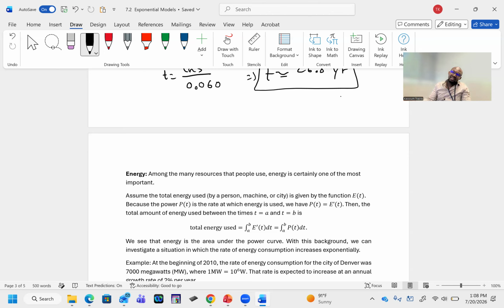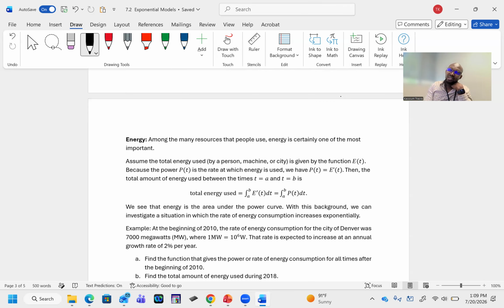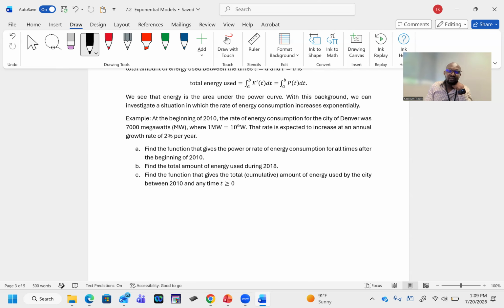The total energy used is the integral of E'(t) dt, integral from a to b, which is also equal to the integral from a to b of P(t) dt. And we see that the energy is the area under the power curve. With this background, we can investigate a situation in which the rate of energy consumption increases exponentially. So let's do this example.